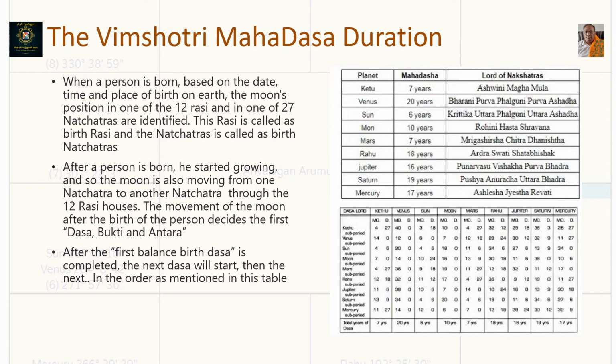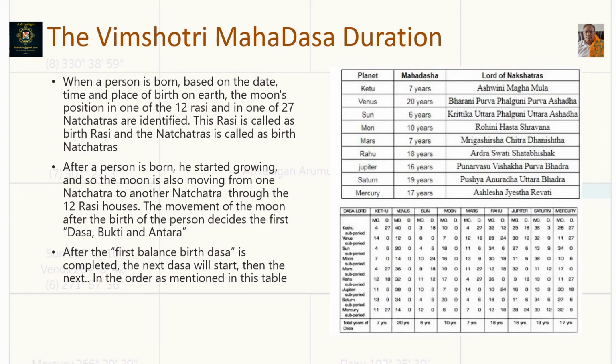Then comes Rahu Dasa, which goes for 18 years. Then Jupiter Dasa, which goes for 16 years. Then Saturn Dasa, which goes for 19 years. So right now I am in Saturn Dasa. And again, each Dasa is divided into Bhuktis and Antaras.